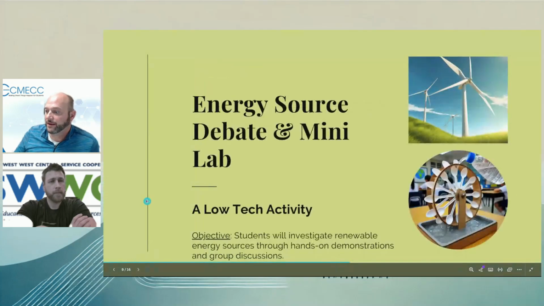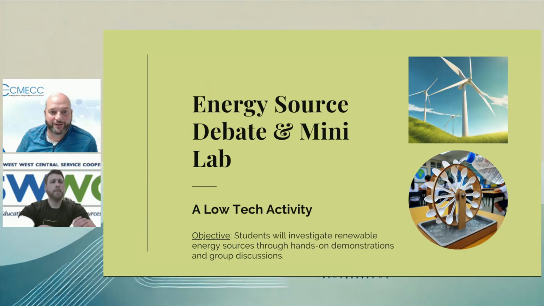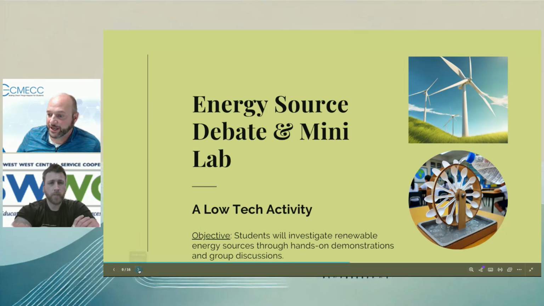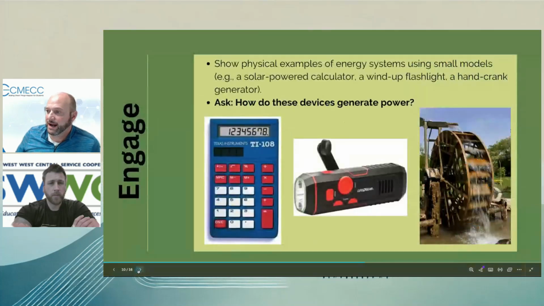The other thing that I decided to try, and again, I had ChatGPT help me develop this more low-tech activity here, is to have students investigate different types of renewable energy sources that could potentially be used in Minnesota. And so, here again, you're going to begin by engaging the students and showing them these objects. If you had physical versions of the objects, you could definitely show them the physical examples.